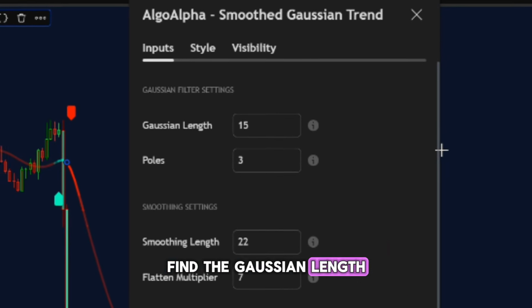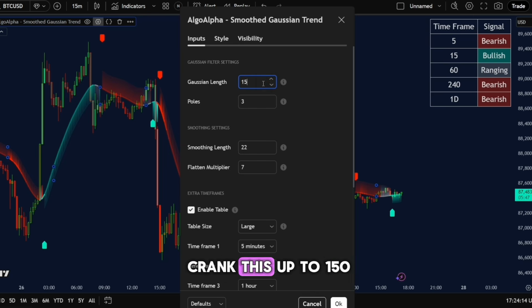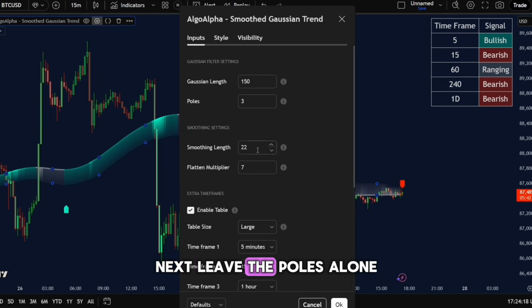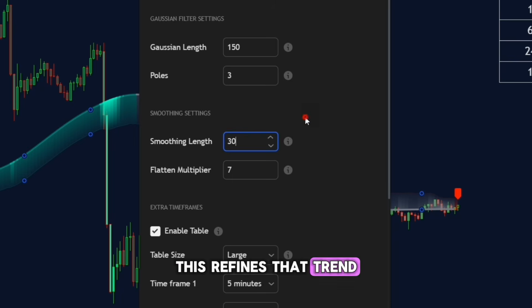Here is the most important tweak. Find the Gaussian length. Default is 15. That is way too sensitive. We are going to crank this up to 150. This filters out almost all the market noise. Next, leave the poles alone, but change the smoothing length from 22 to 30. This refines that trend line even further.